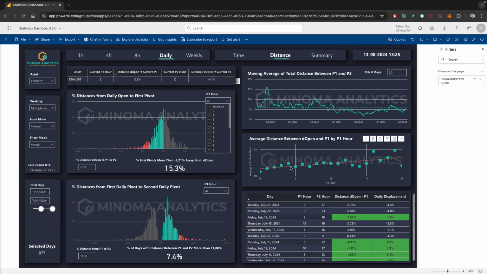So what we just did is that we picked a couple of hours. And the reason I picked those hours is because if you look here, you can see that hours 3, 4, 5, 6, 7, 8, 9, 10, 11 all kind of have the same average distance from daily open to P1. So this means that if P1 is put in during hours 3 to 11, they are more or less at the same distance from the daily open from each other, whereas hour 0, for example, is usually a lot closer to the daily open.